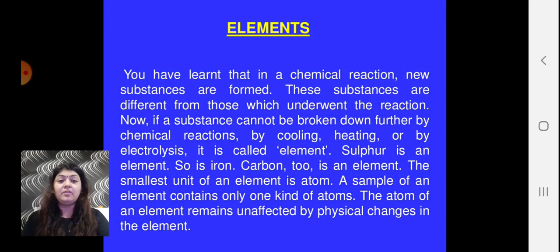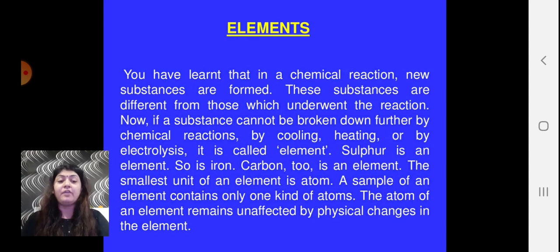The smallest unit of an element is an atom. A sample of an element contains only one kind of atom. So elements are made up of their own kinds of atoms, like the chlorine element, which is made up of 2 chlorine atoms. Hydrogen is made up of 2 hydrogen atoms. Sulfur is made up of 8 sulfur atoms.